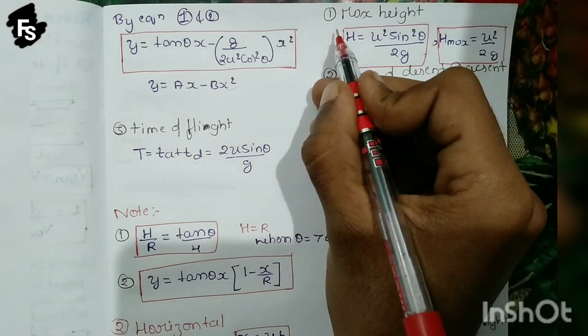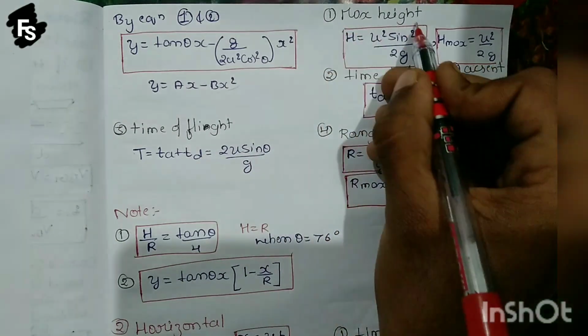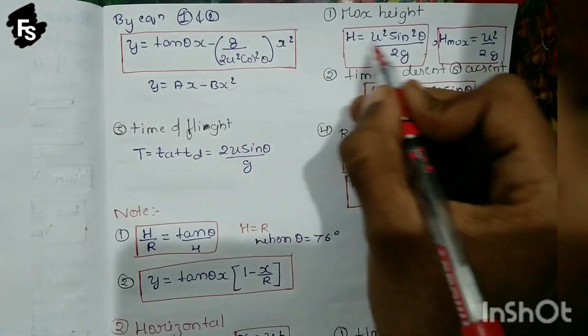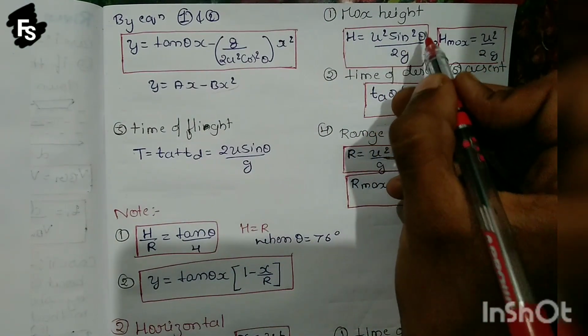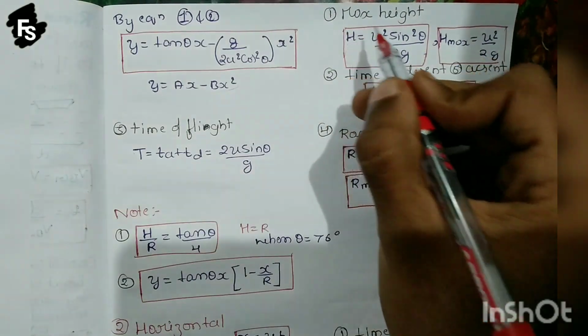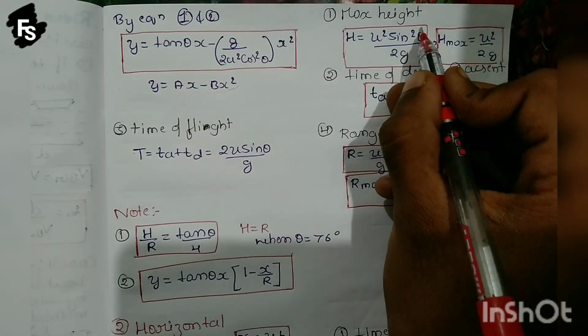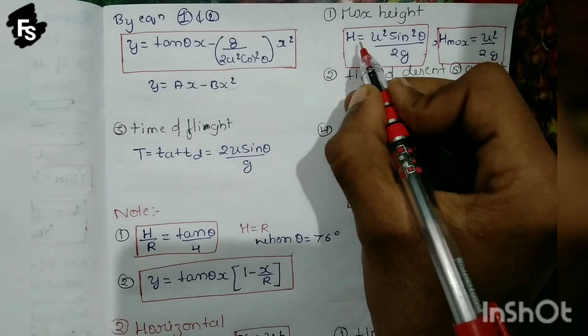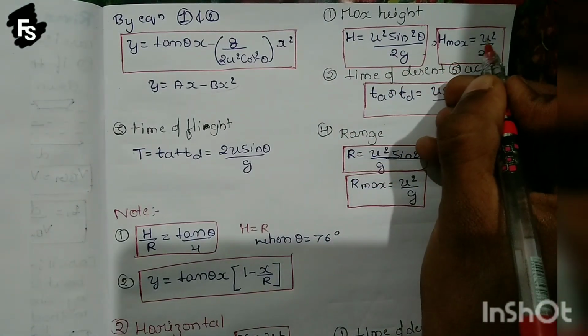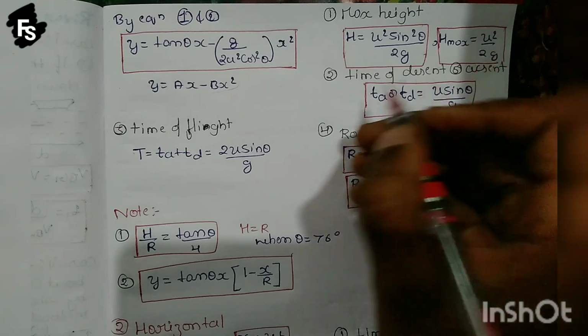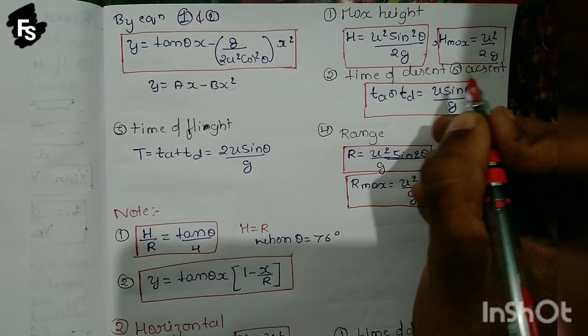Then next, how to find height. Maximum height equals u square sin square theta by 2g. There are some derivations for how this is obtained, but we don't need that, so we just remember the formula. H is equal to u square sin square theta by 2g, and maximum height is equal to u square by 2g.